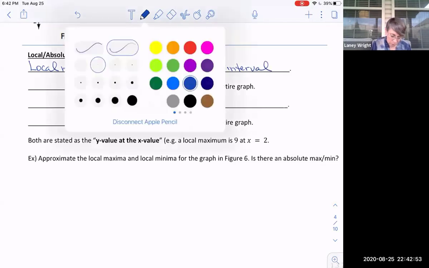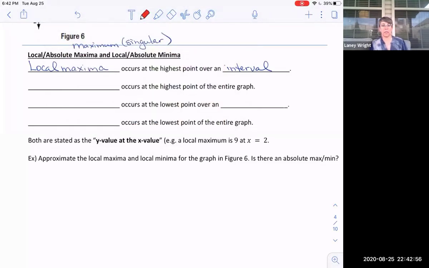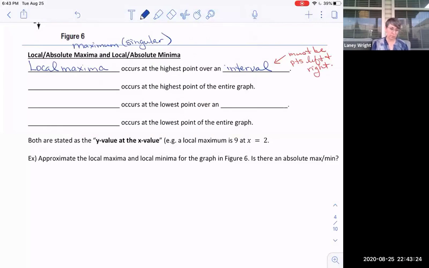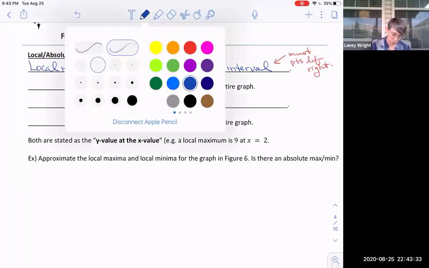Okay. Here's a little tip from your Aunt Lainey. When it says interval, by definition, that means there must be points to the left and right. In other words, an endpoint of a function can't be a local max or min. It can be a global or an extreme, but it can't be a local. There must be points left and right.